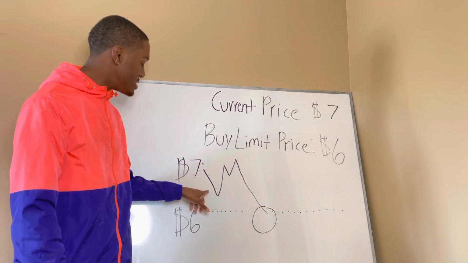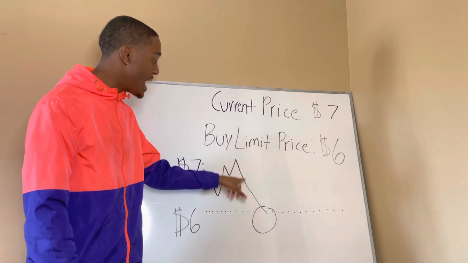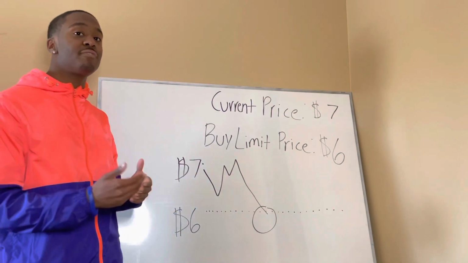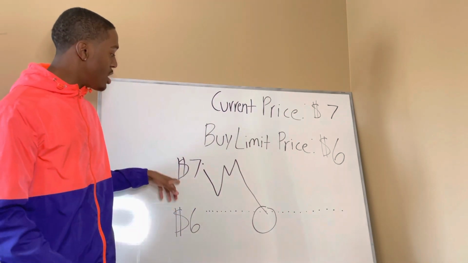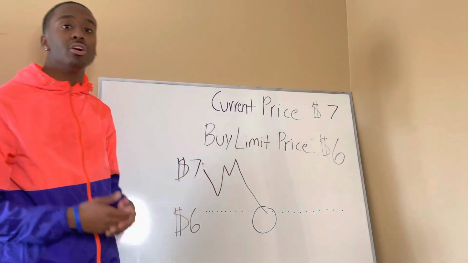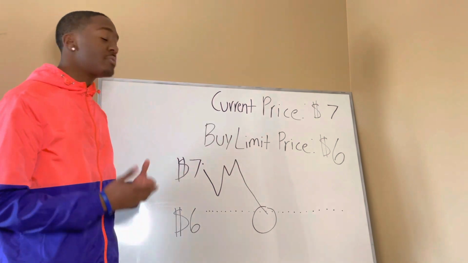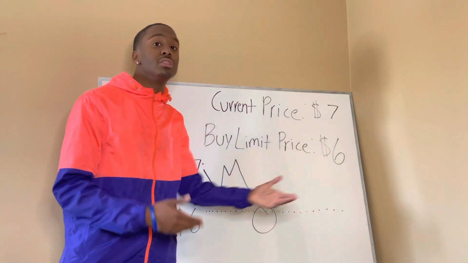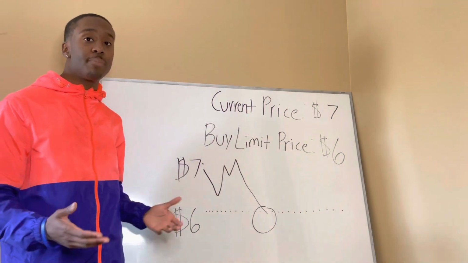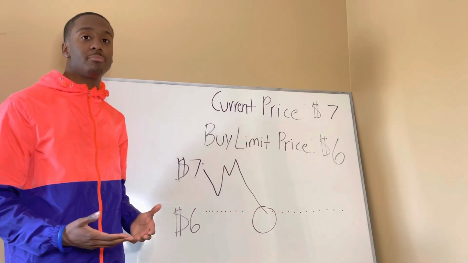Now it will go down and up and down and up and down some more. And once it reaches $6, because you already set that specific price and it's below the current value of $7, you would then be entered into that trade automatically. And the good thing is, if you notice, because 6 is obviously lower than 7, you would have a better entry point. You would then be getting it for cheaper than what it was originally.